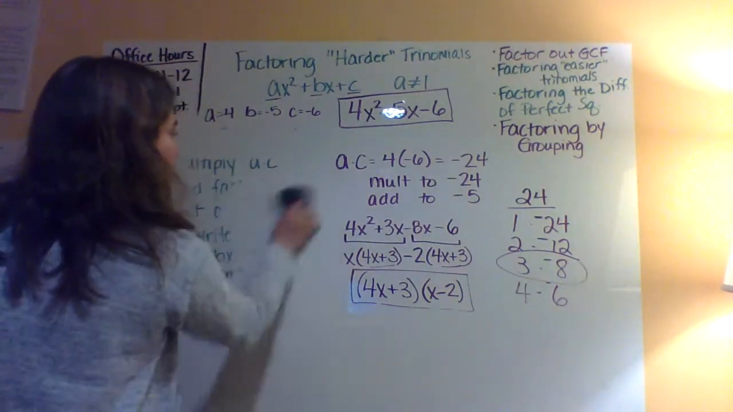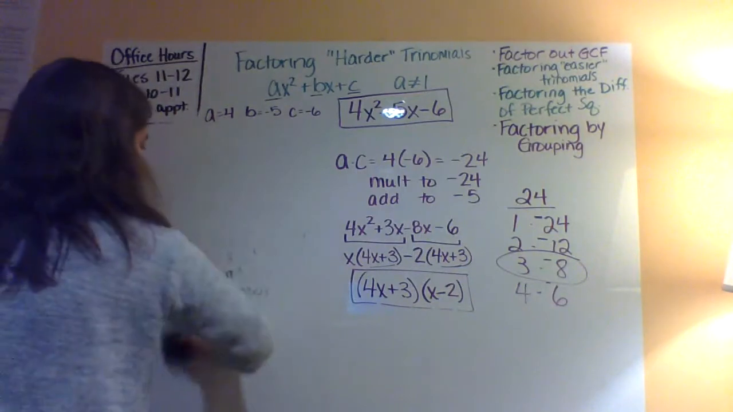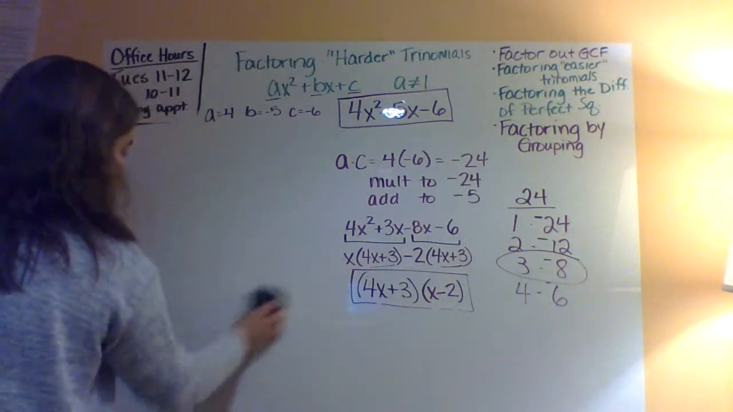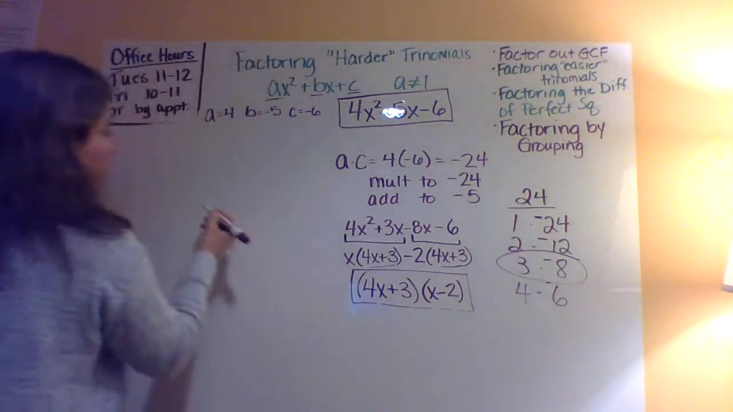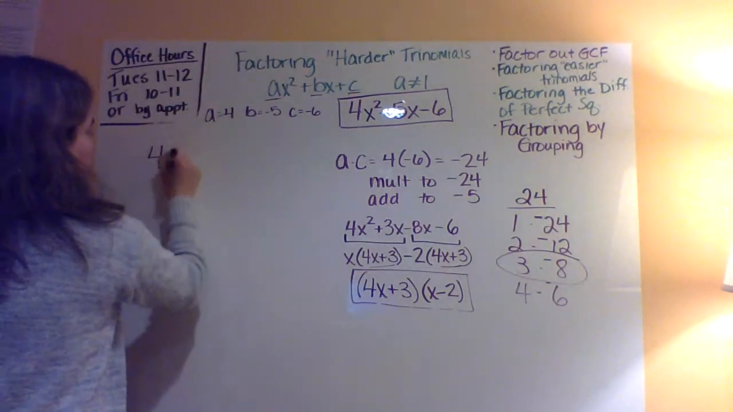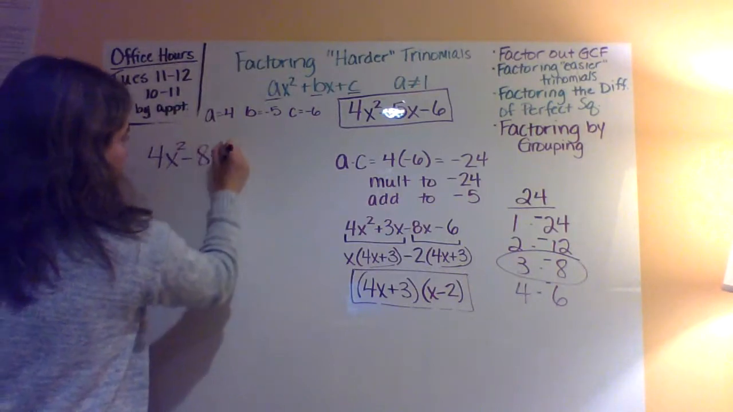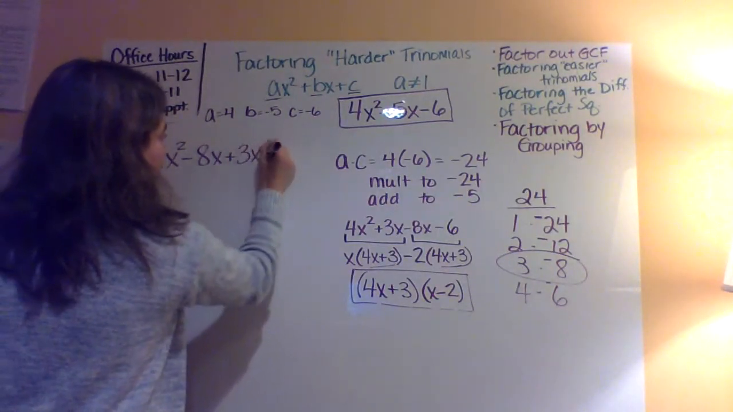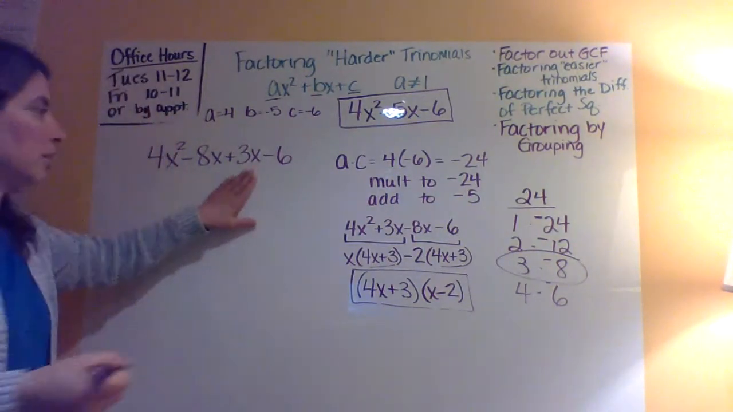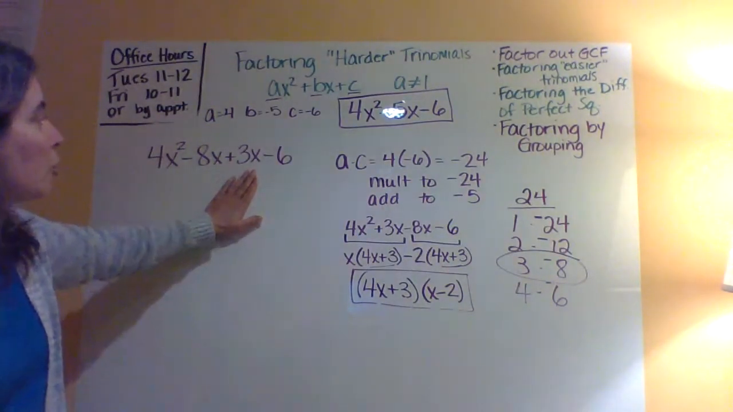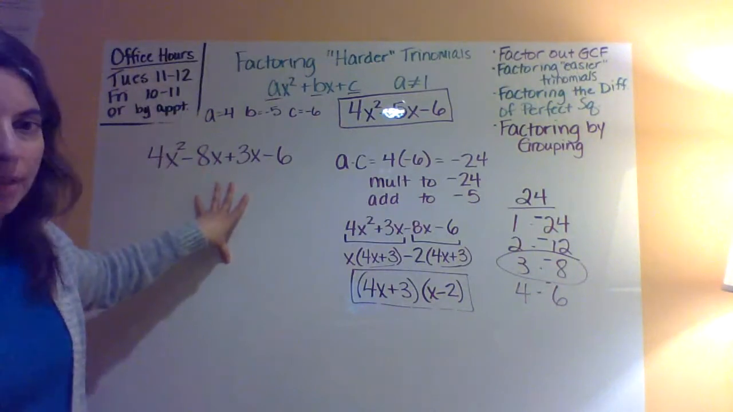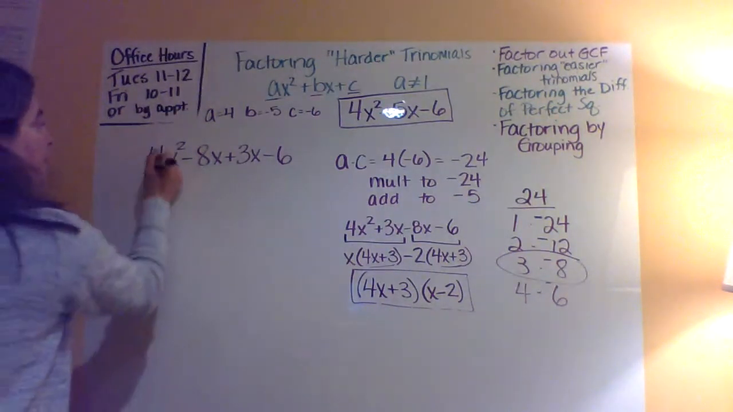So when we figured out those numbers for B, they were going to be 3 and -8, and I wrote them here. There's nothing saying I couldn't have written them in the other order as long as the signs were correct. So -8 plus 3 also adds up to -5. So what happens in this case? Well, I do the same thing. I factor by grouping.